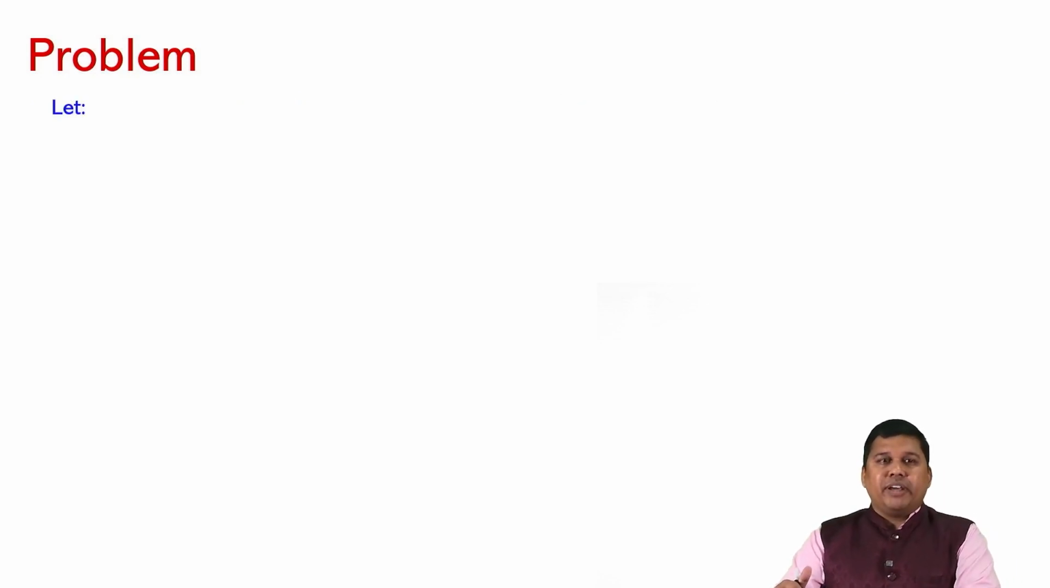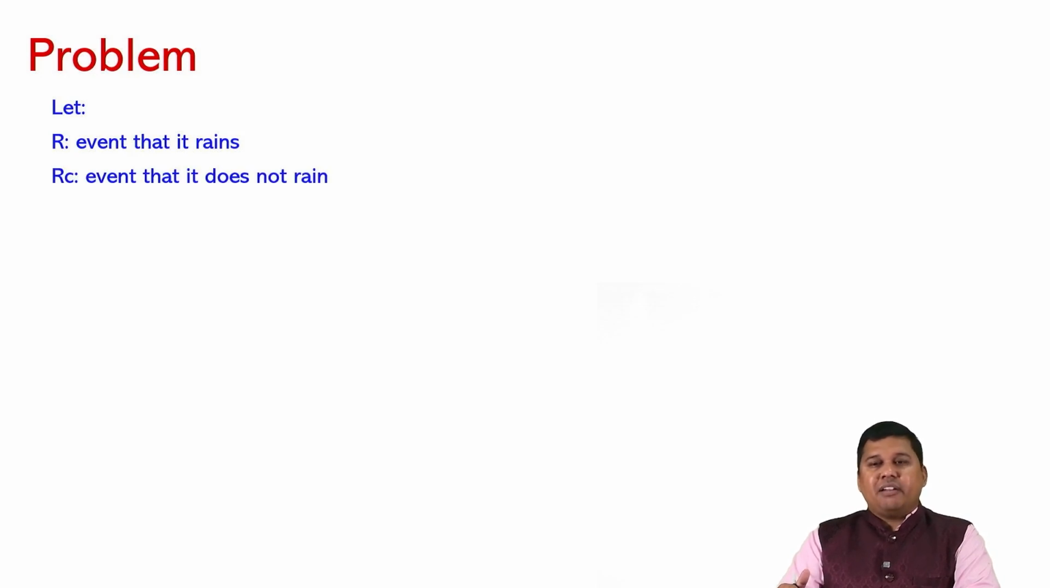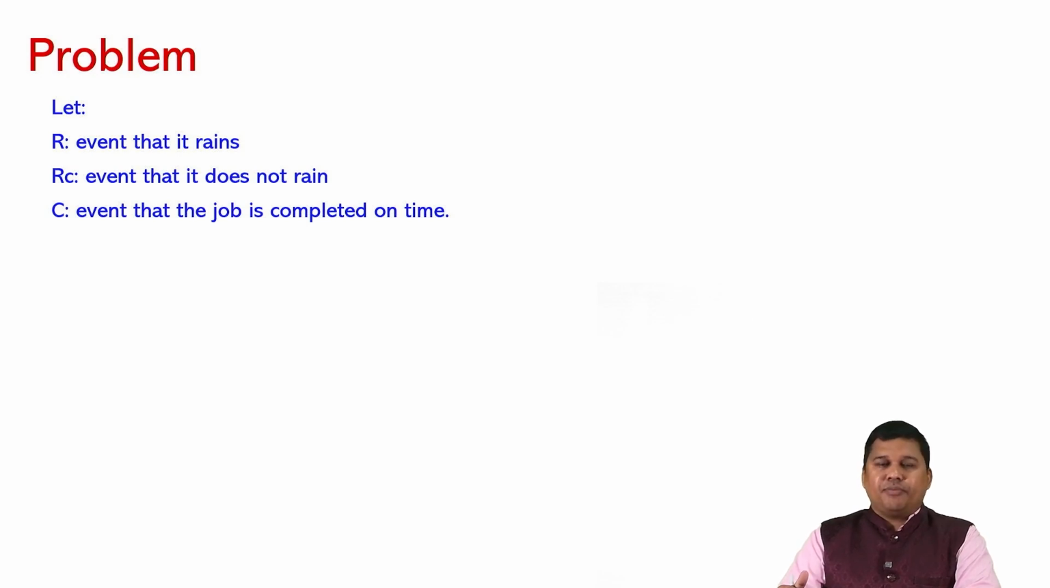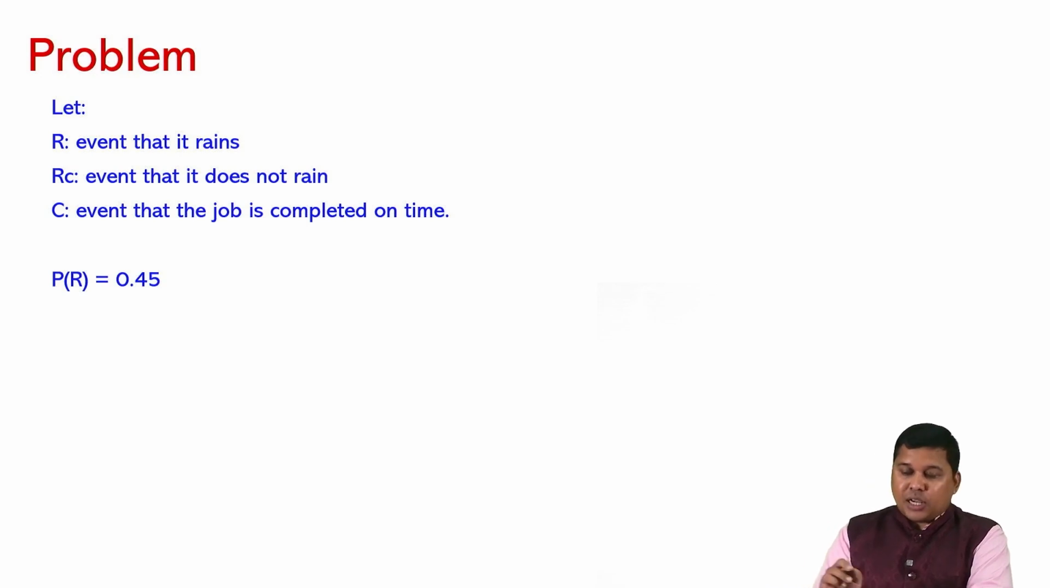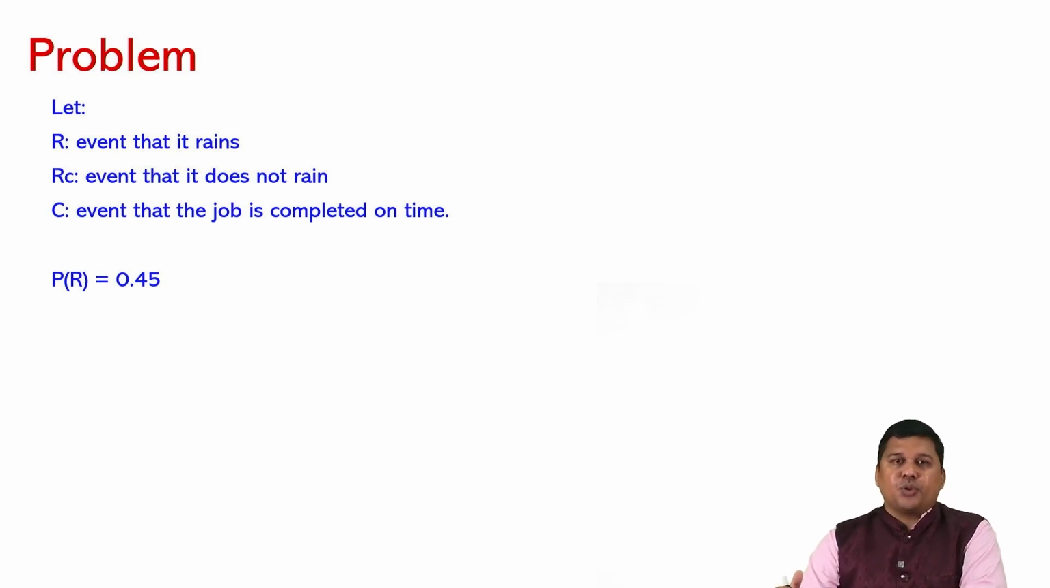Okay, let us take some simple variables here. Let R be an event that it rains, RC be an event that it does not rain. Let C be an event that the job is completed on time. We have to find out this C. What is P of R? The probability that it will rain is 0.45, which is given in the question. The probability that it will not rain is 1 minus the probability it will rain, that is 0.55.